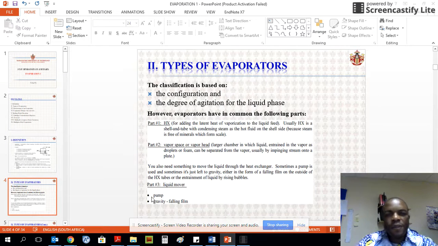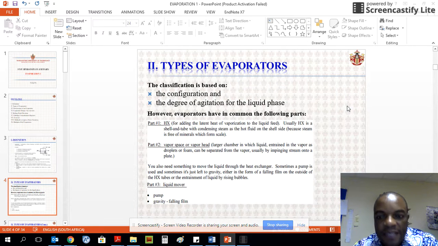What are the types of evaporators? Now, evaporators can be classified on the basis of the configuration as well as the degree of agitation for the liquid phase. But in all evaporators, you always encounter three major parts. Evaporators consist of three major parts.